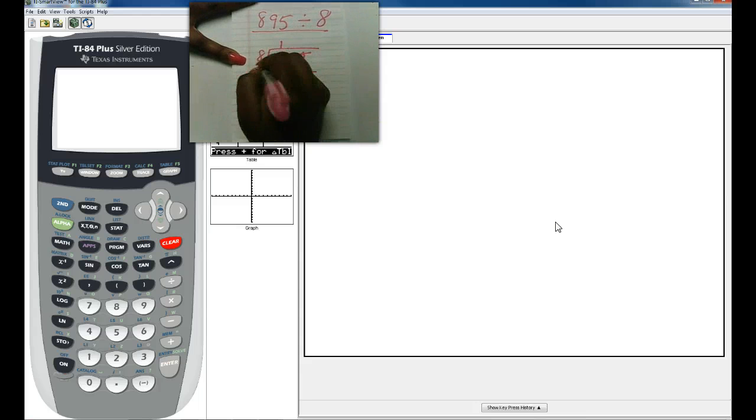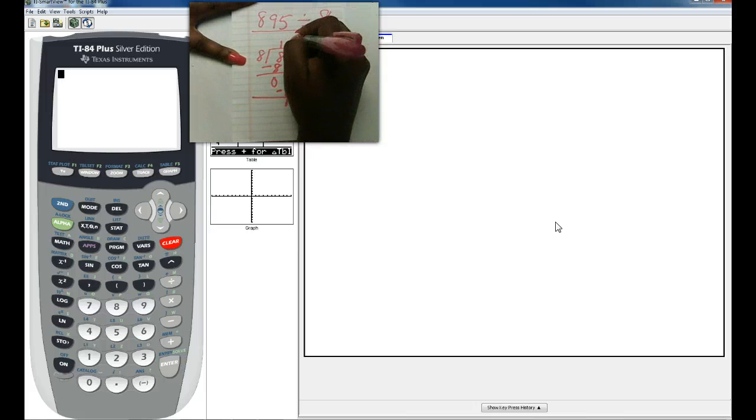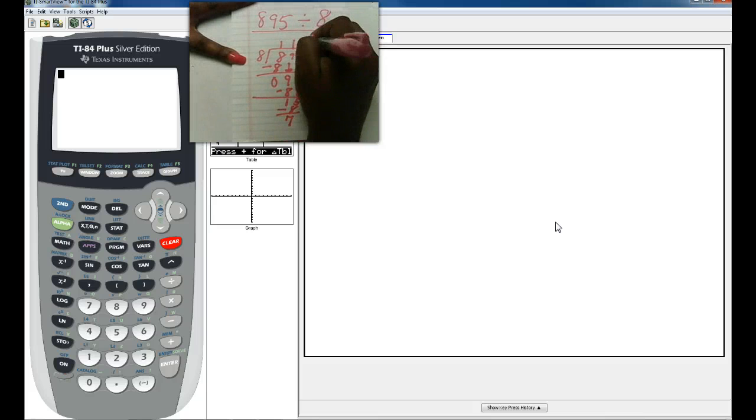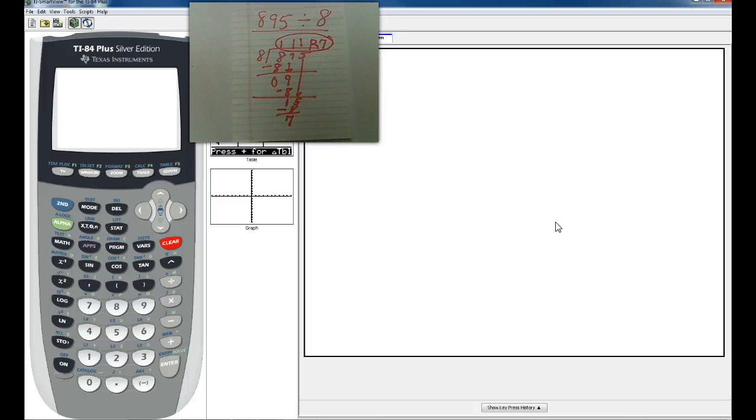is 8. You would subtract, that's 0, bring down the 9. 1 times 8 is 8. You subtract, bring down the 5. Then how many times does 8 go into 15, which is still only 1. 1 times 8 is 8. And then you subtract and your remainder is 7. So we would put R7. So our answer would be 111, remainder 7.